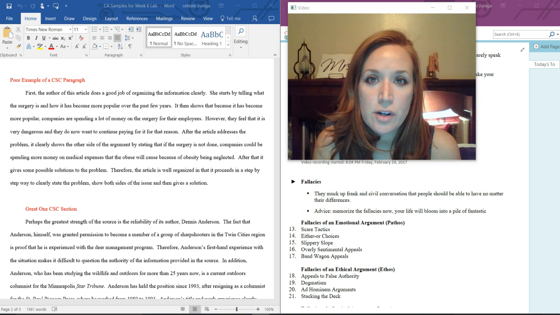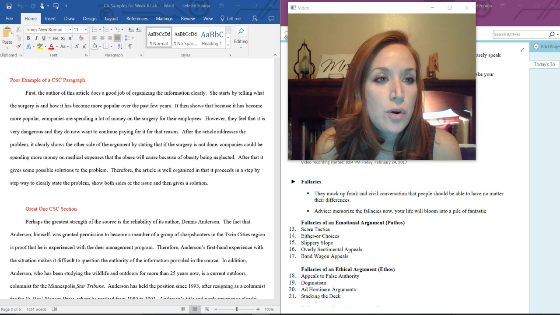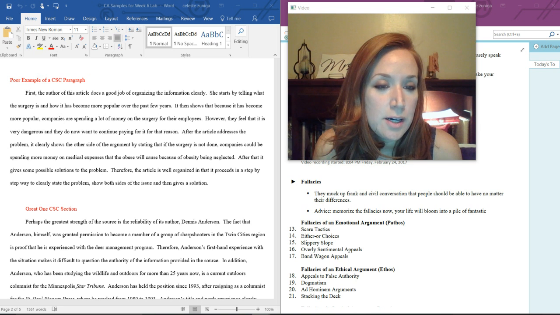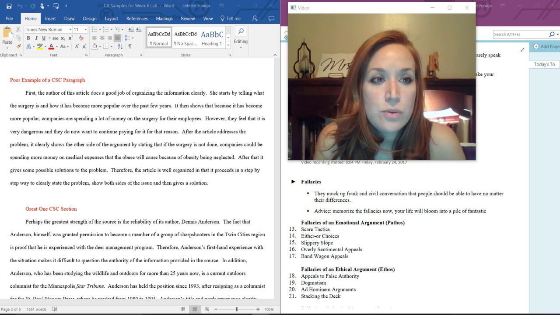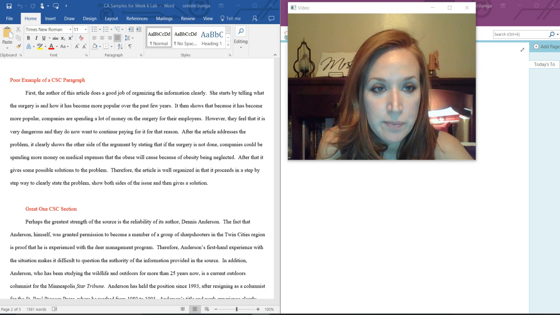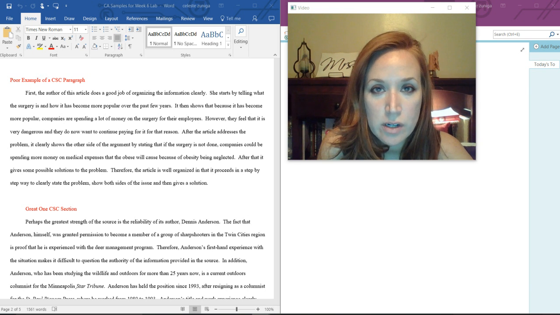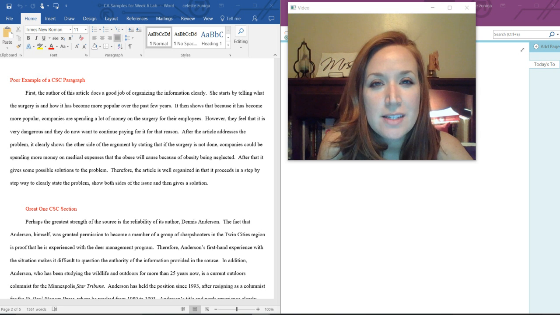The first thing we're going to start with is a CSE section that doesn't have enough good evidence to prove the claim true. So if you look off to your left side of your screen here, the student's claim is that the author of this article does a good job organizing information clearly. Okay, so we expect to see a bunch of proofs about why the section or article was organized clearly. This is the hardest claim to prove, and here's why.